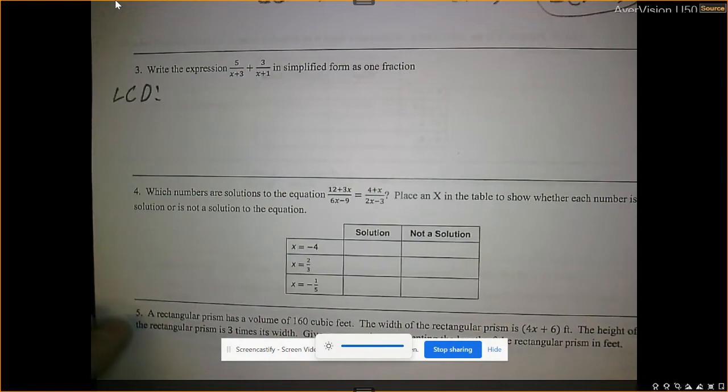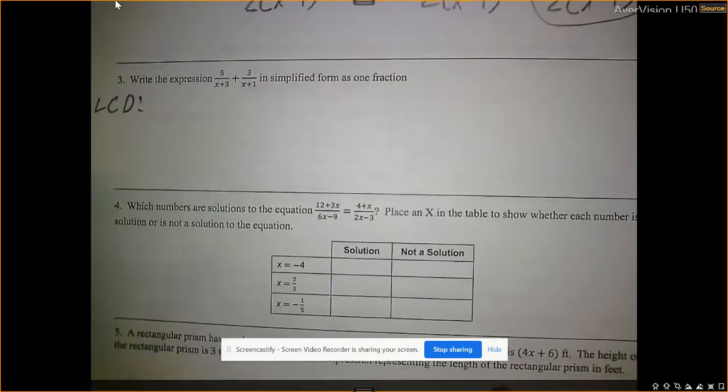My screen looks dark. I don't know if my brightness is down or something. Hopefully you can see all right.